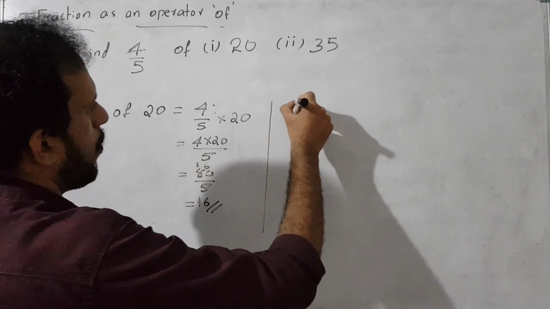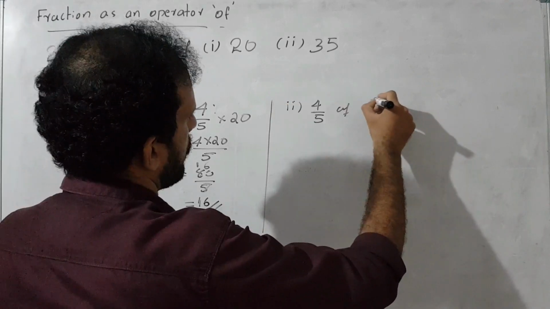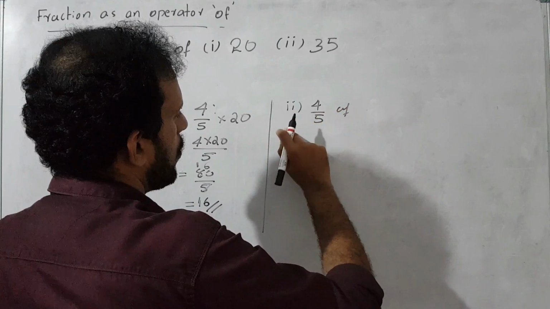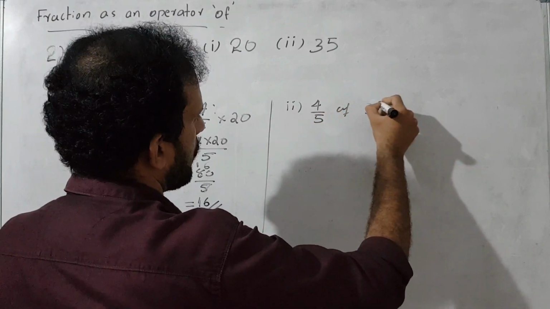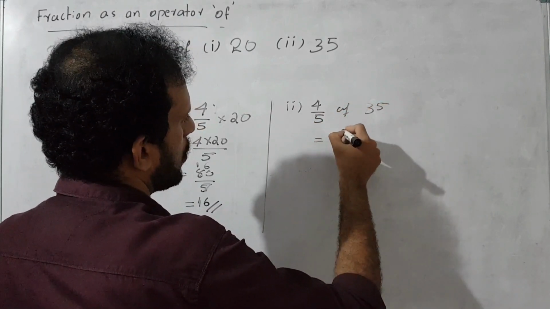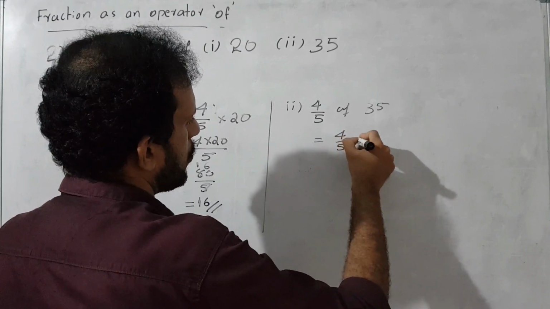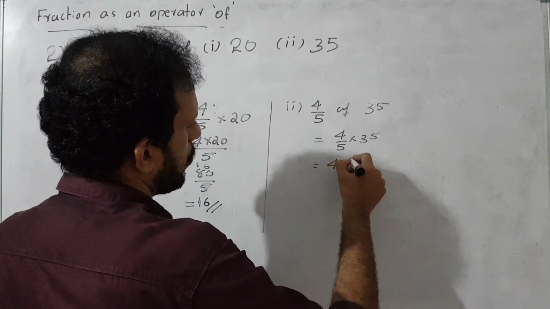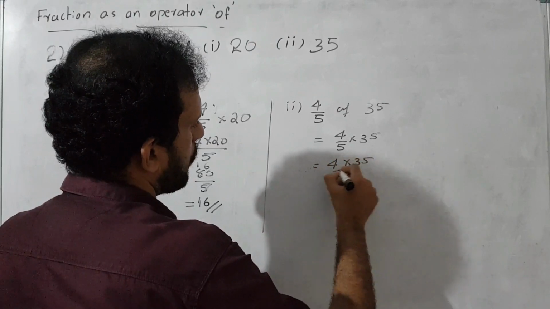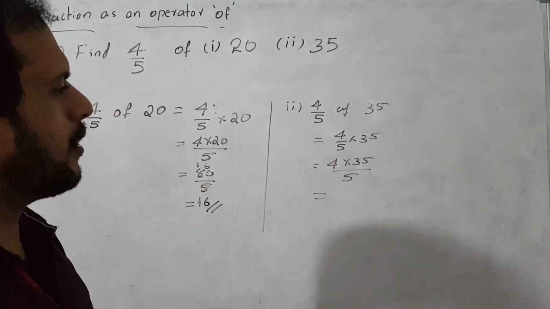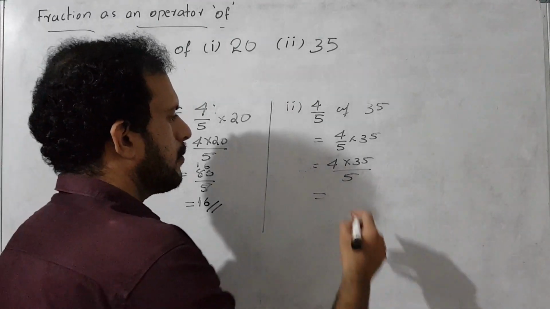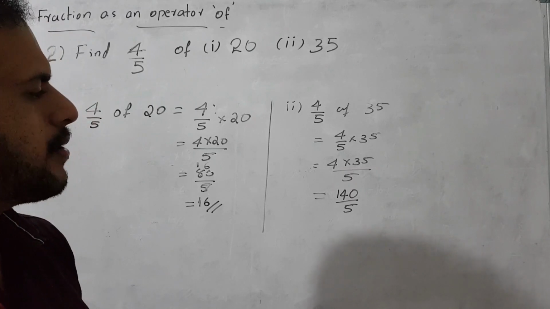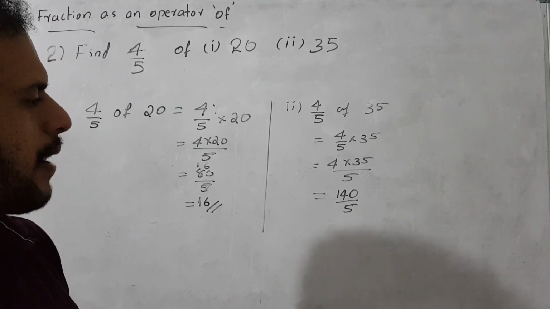What is that? 4/5 of 35. 4/5 of 35 is equal to 4/5 into 35. Correct? Then 4 into 35/5. Correct? Then 4 into 35, what do you get? 140. 140/5. 4 into 35/5 is equal to 140/5.